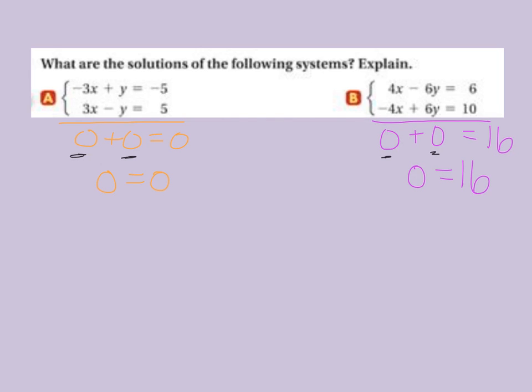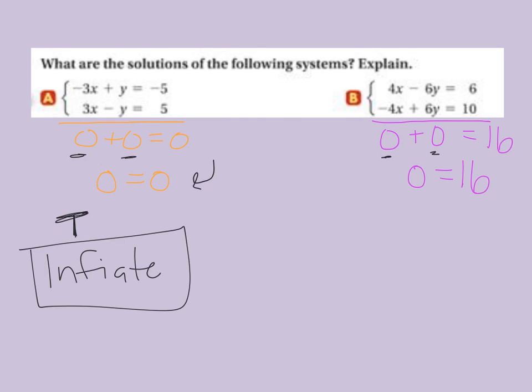However, in my first system, I got the equation 0 equals 0. Once I simplified, this becomes a true statement. So if it's a true statement, that means my solution would be infinite solutions. True statement, infinite solutions. Now, in my second system of equations, I got 0 equals 16. This is a false statement. This does not make sense. So in this case, there is no solution.